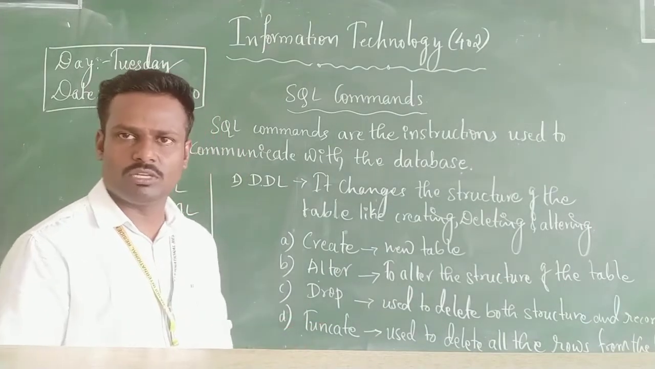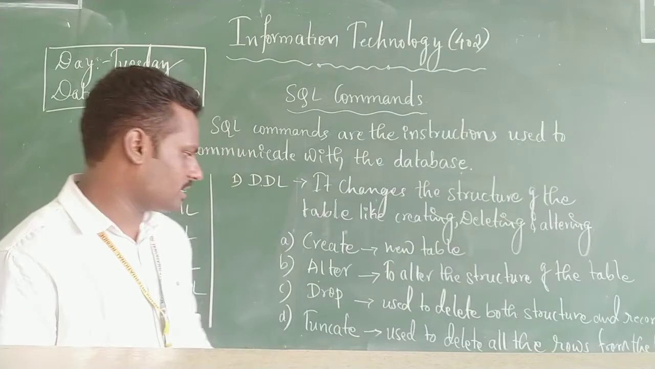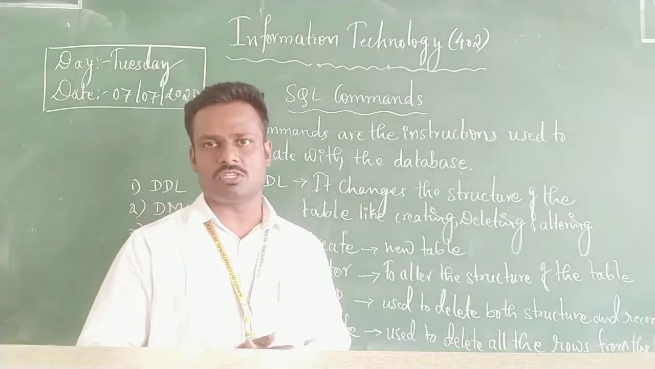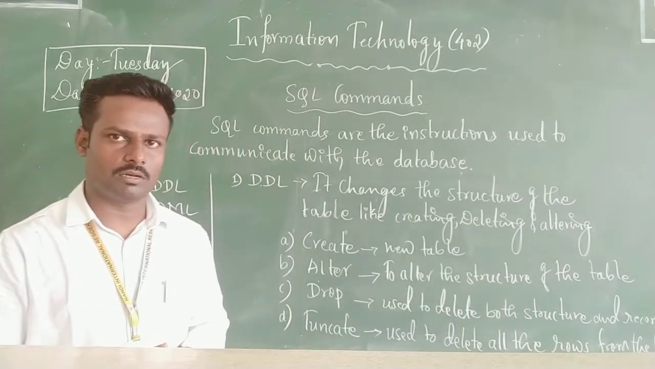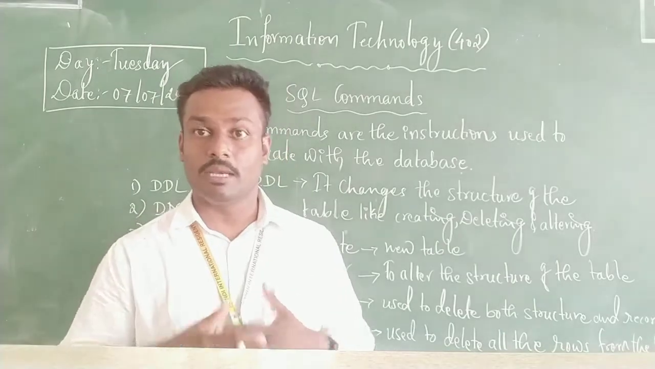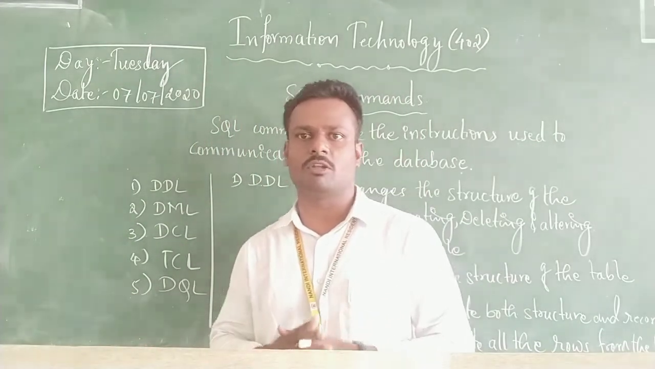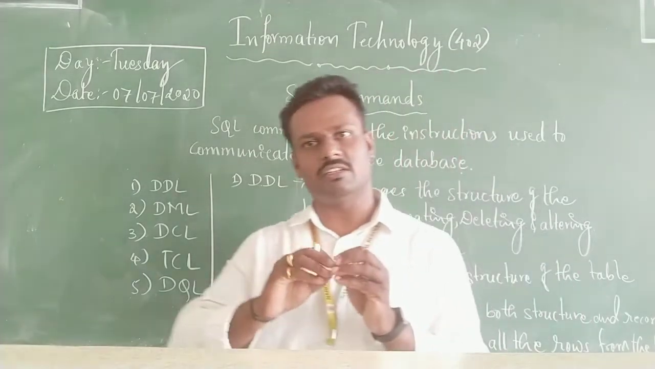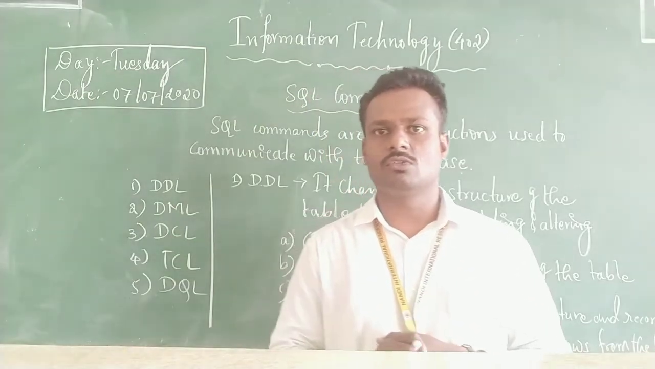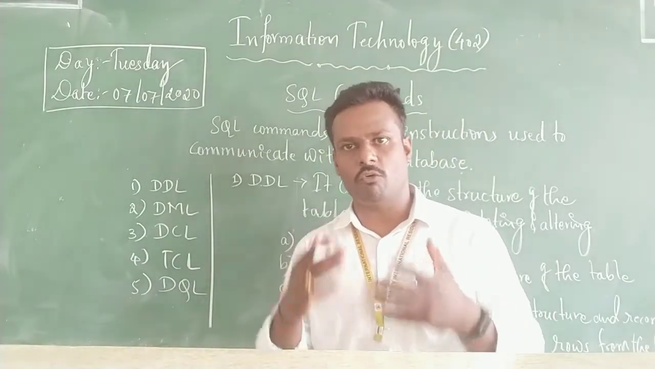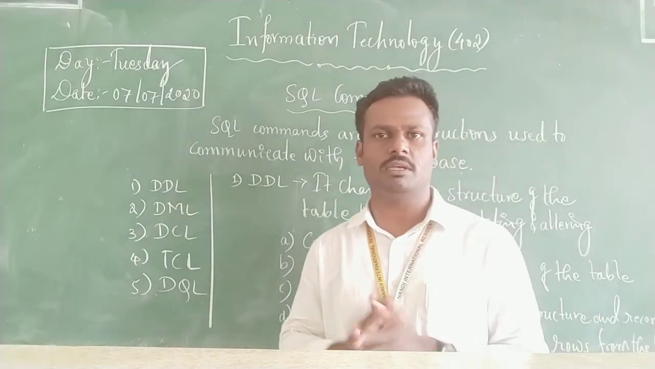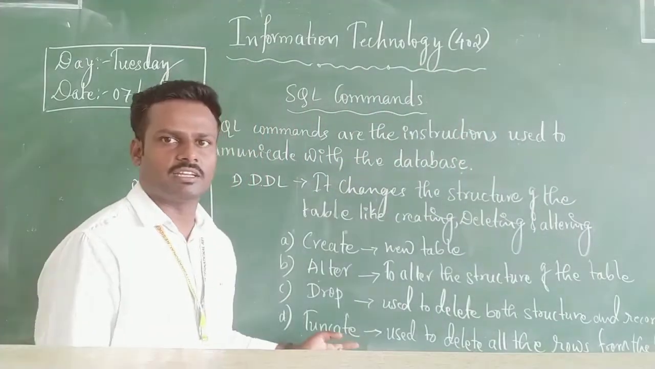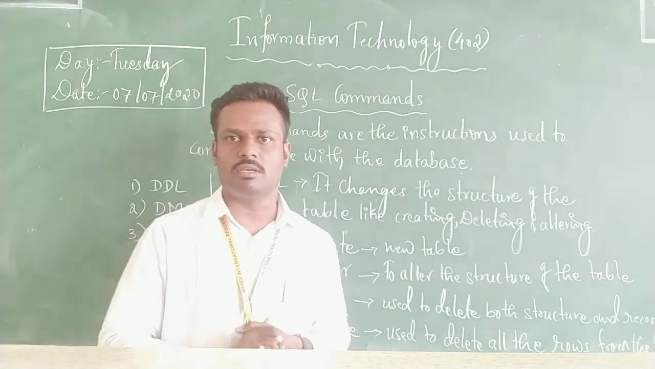The last one is the truncate command. The truncate command is used to delete all the rows from the table, that is, all the records from the table. Suppose you want to empty a created table. Suppose you have created one table and by mistake entered the data of a wrong person. In that condition, if you want to delete the complete data from the table, you can use the truncate command.